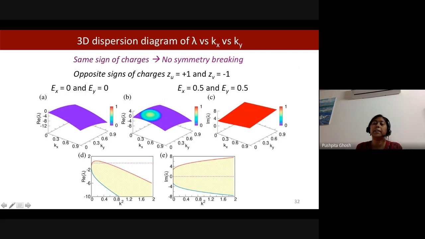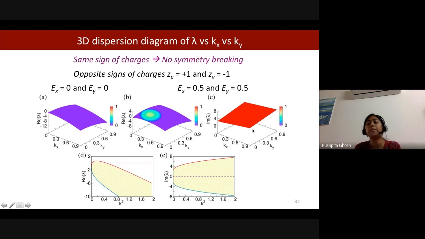So we have seen that when we choose the same sign of the charges, because this is a theoretical model, we don't see any symmetry breaking, because the same sign of the charges cannot create differential mobility because of the electric field. Then we chose a different sign of the charges, and we could see that this easily breaks the symmetry, and in the presence of electric field strengths in both directions, we could see real eigenvalues as well as imaginary eigenvalues.